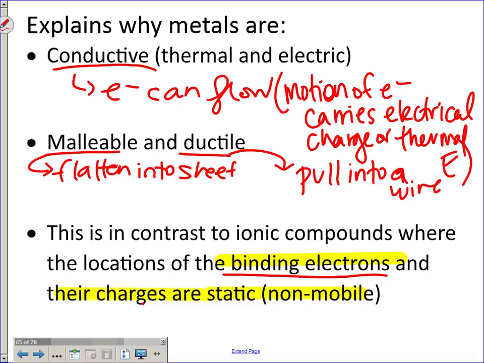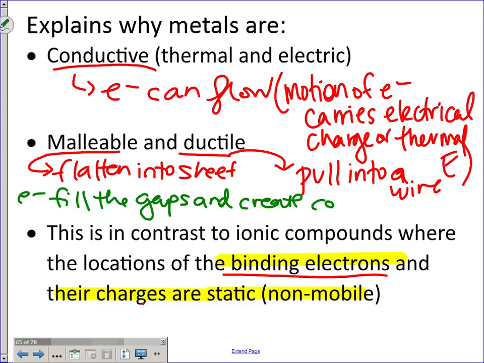So how do they do this? Basically, normally when you start to pull stuff apart and flatten, it starts to break. It crumbles and breaks. That wouldn't be ideal if we wanted to make a big sheet of metal, or a wire that was 10 feet long, and if it broke up, we wouldn't have any ability to conduct electricity. So basically, the electrons fill the gaps and create a cohesive surface because they're mobile, all going back to the delocalized electrons. As you start to flatten something out and pull it into a wire, the electrons fill in the gaps so there's no breaking or cracks.